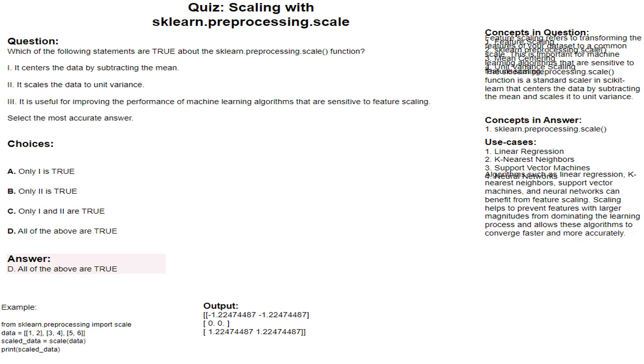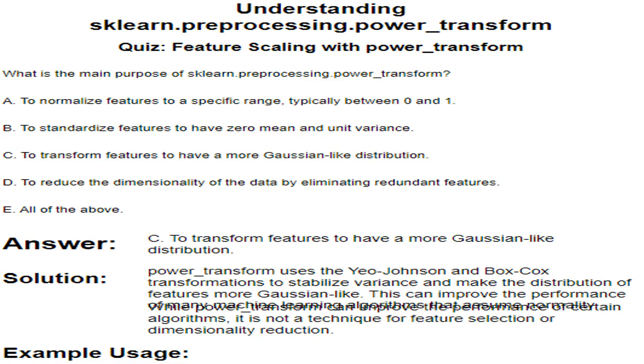What is the main purpose of sklearn.preprocessing.PowerTransformer? A. To normalize features to a specific range, typically between 0 and 1. B. To standardize features to have zero mean and unit variance. C. To transform features to have a more Gaussian-like distribution. D. To reduce the dimensionality of the data by eliminating redundant features. E. All of the above.